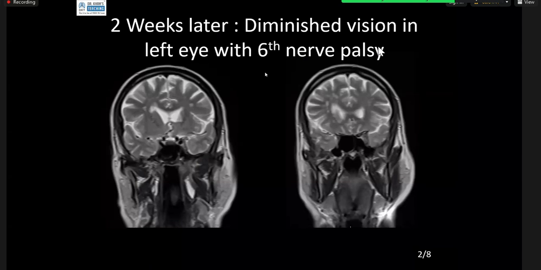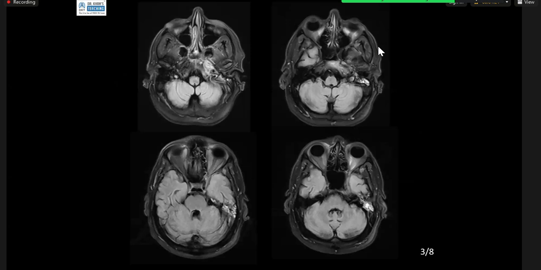Two weeks later, the patient presented with diminished vision in the left eye with left sixth nerve palsy, which is the lateral rectus, right? So this is a weighted sequence. There is nothing much here. This is a fat saturated FLAIR sequence. Okay, sir, the petrous apex, anything happening there in the apex?